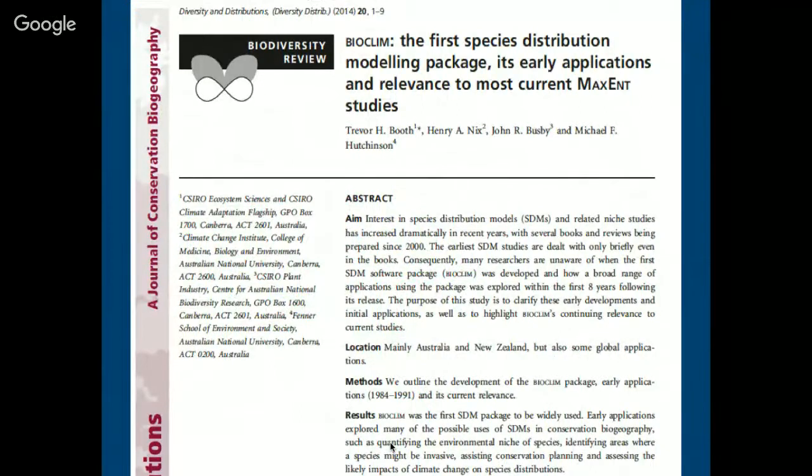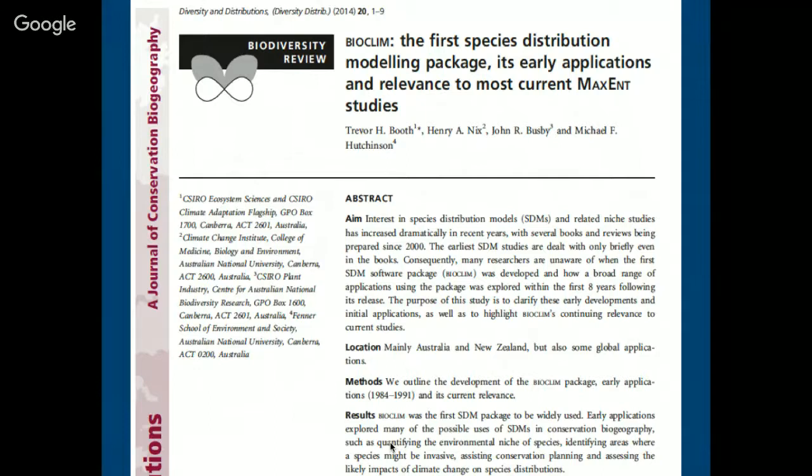Aaron's activities and early activities across Australia led to quite a bit of exciting activity in terms of developing, shall we say, niche modeling algorithms. So here's a paper published just a couple years ago about Biochem, and the title is The First Species Distribution Modeling Package, Its Early Applications and Relevance to Most Current Maxent Studies. We'll come back to Maxent.